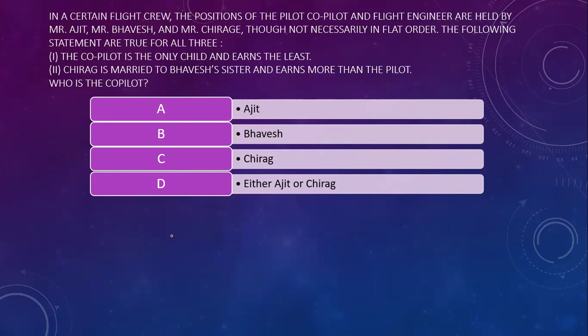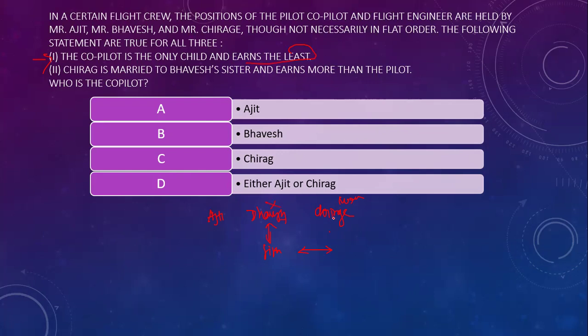We have three persons: Ajit, Bhavesh, Chirag. The co-pilot is the only child and earns the least. Chirag is married to Bhavesh's sister, and he earns more than the pilot. He is earning more. Bhavesh has a sibling, so he is not the only child.